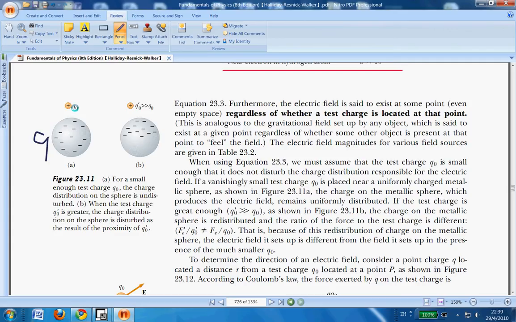But why? If the charge of Q0 is very large, we will distort the initial charge Q. It will cause a redistribution of the charge Q, just like charging by induction. Like charges repel and unlike charges attract. We don't want the charge to be distorted, otherwise the electric field depends on the test charge. It's not universal.